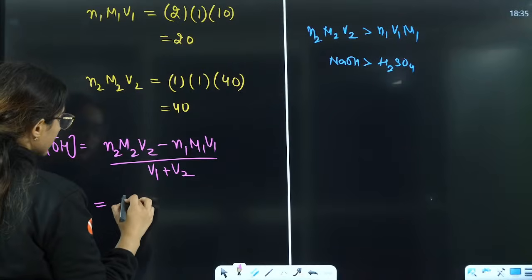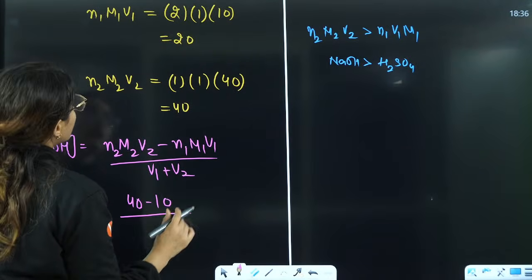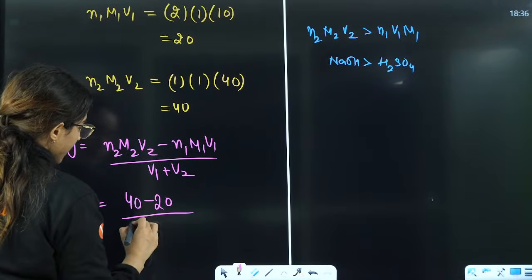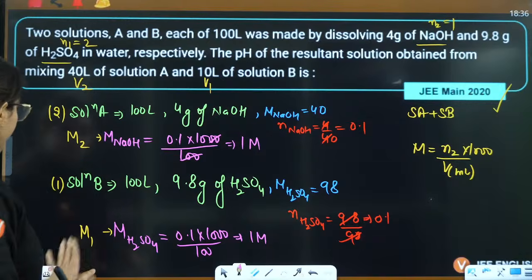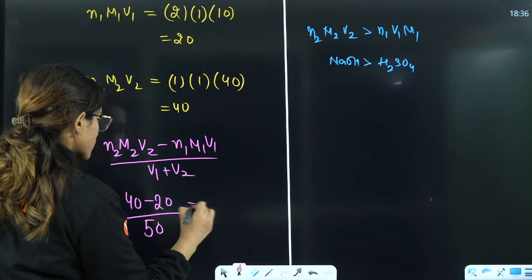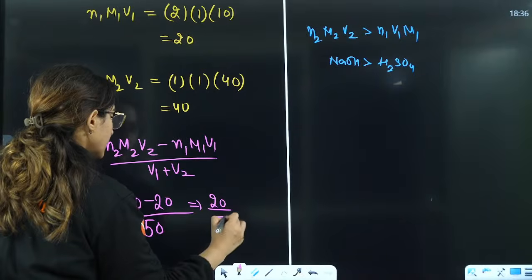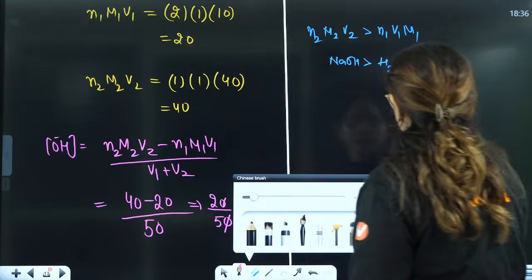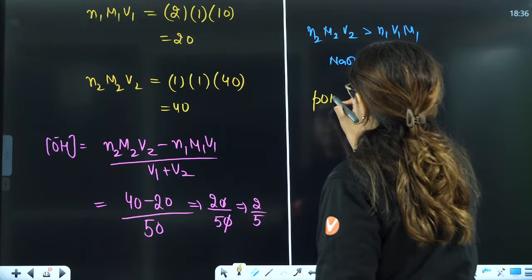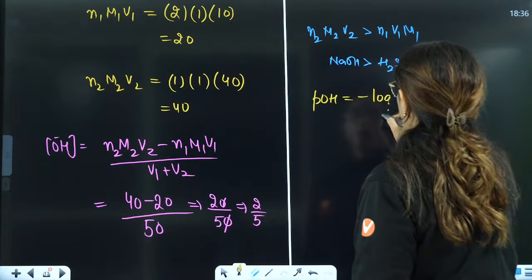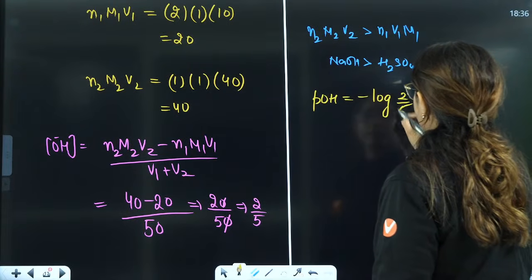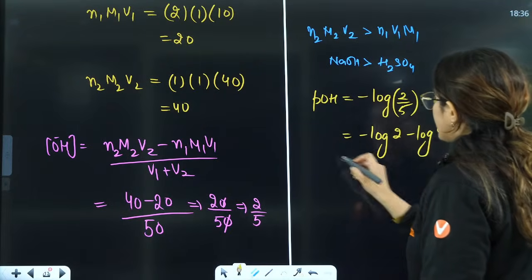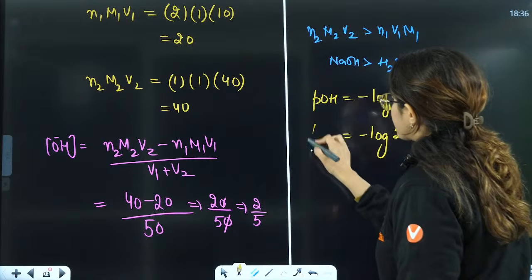That is going to be 40 minus 10, no, 20. 40 minus 20 divided by V1 plus V2, 50, right? So this is going to be 20 by 50, that is 2 by 5, right? That is going to be the OH negative. pOH is nothing but minus log of OH negative, that is 2 by 5. So it is going to be minus log of 2 minus log of 5. Then this is pOH, okay?